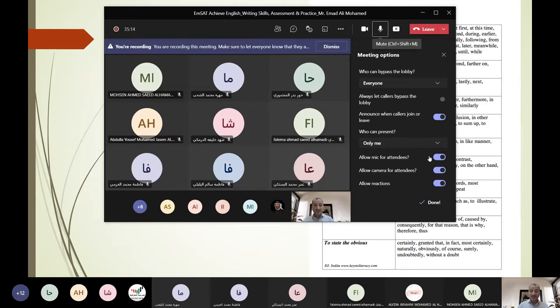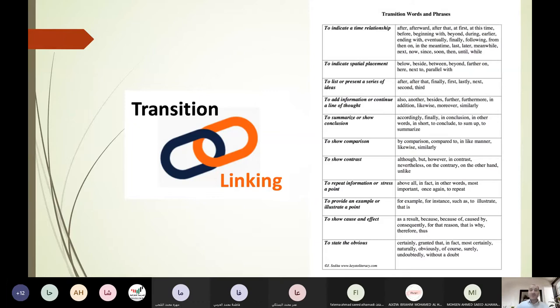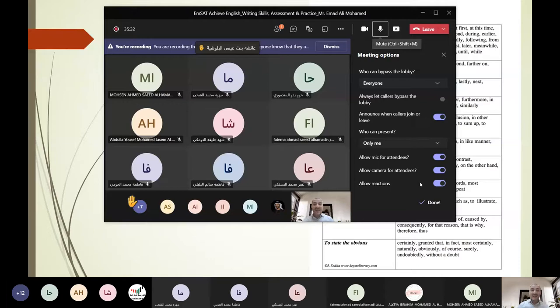You see, linking together like here. You see this tool, gadget? We use it to link things together, like linking paper. The same when you write a paragraph. Using these words means you will move from a point to another or from a paragraph to another. Yes, Aisha?